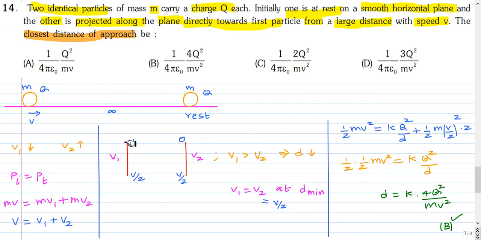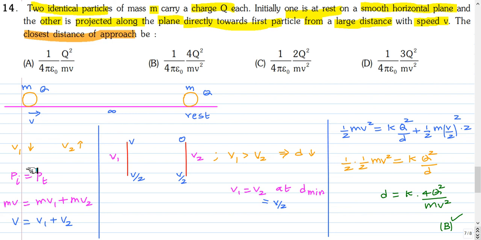This is the solution. The two identical particles of mass m and charge q are separated by a large distance initially, and one particle is at rest, while the other one is projected with a velocity v towards this particle. Since both the charges are the same, there will be a repulsive force between them, due to which the velocity of the first particle will keep on decreasing, and the velocity of the second particle will keep on increasing and will move towards the right. So v1 will keep on decreasing, v2 will keep on increasing.